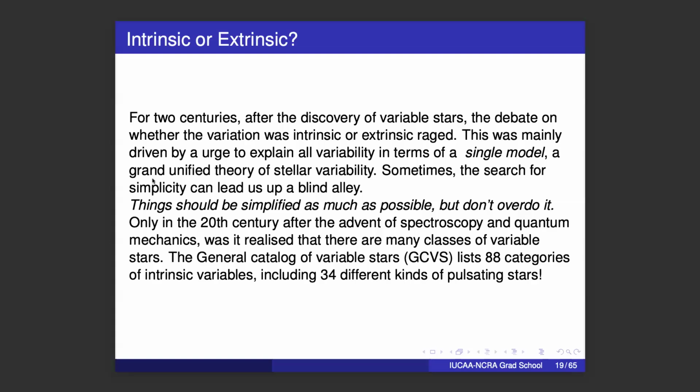Only in the 20th century, with the advent of spectroscopy and quantum mechanics, was it realized that there are many classes of variable stars. Now, there is something known as the General Catalog of Variable Stars. There are 88 categories of variable stars in that catalog, including 34 kinds of pulsating stars. So, obviously, this is a major lesson: don't try to simplify things.